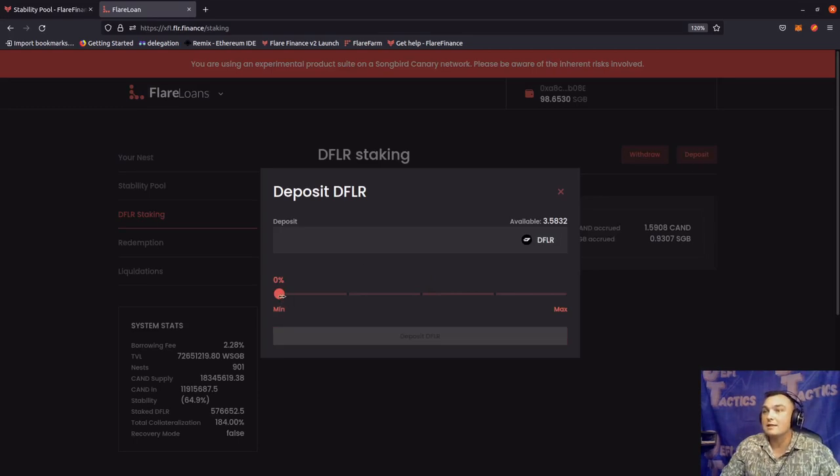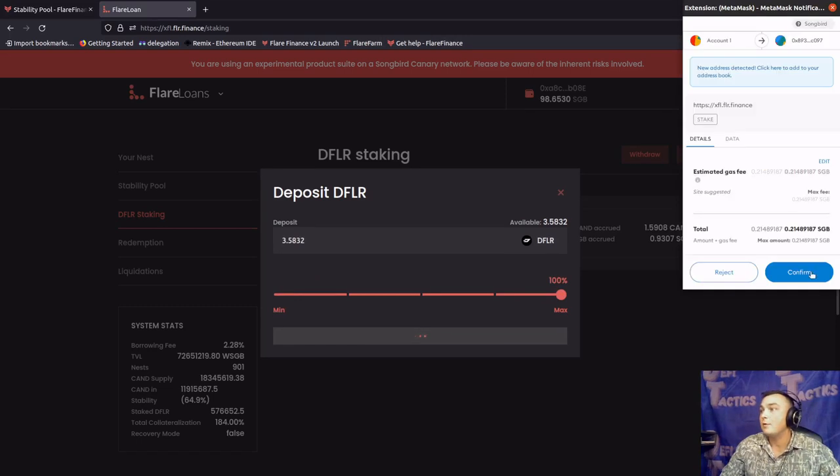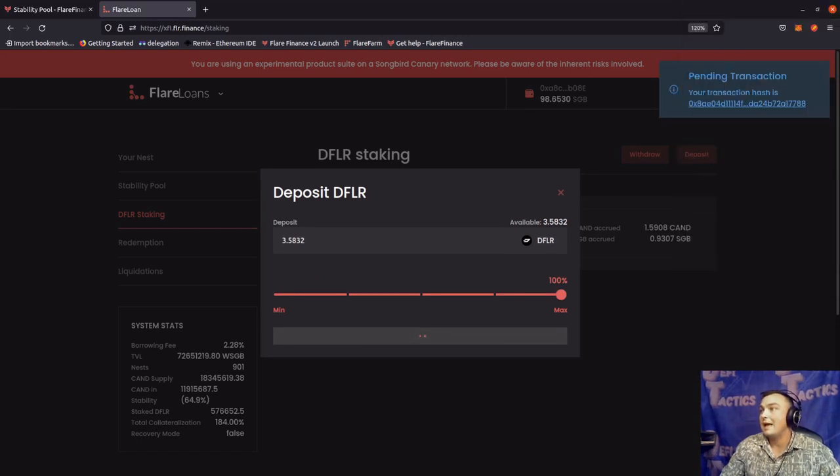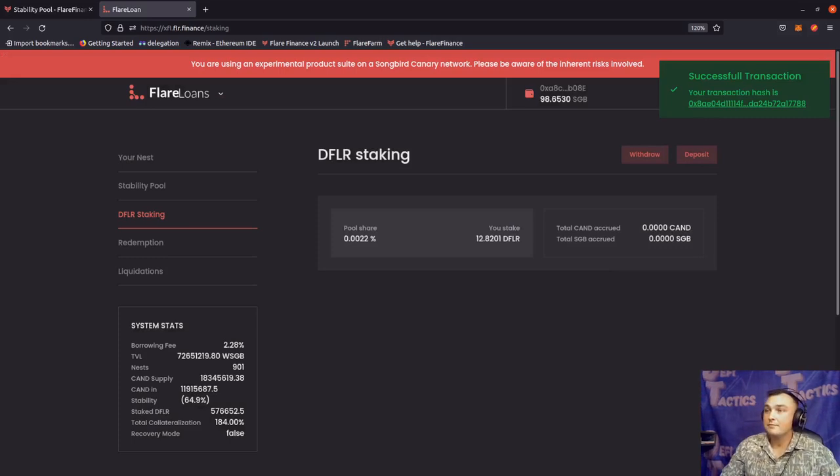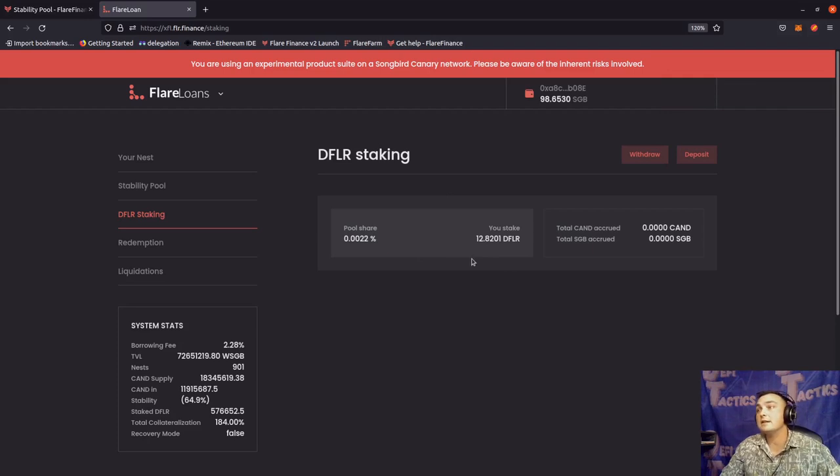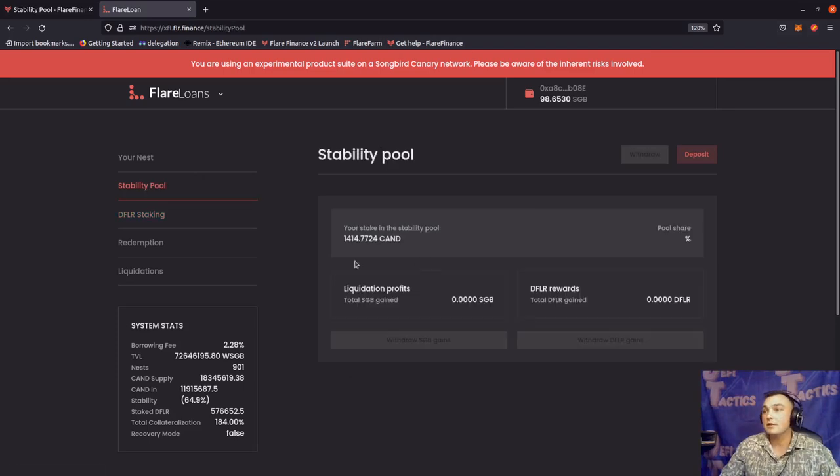We're going to slide this slider all the way to the max. We're going to click deposit. We will then click confirm and wait for confirmation. We got a successful transaction. As you can see, the amount of DeFlare is increased in the DeFlare staking pool, and the rewards have been automatically claimed. So let's go back on over to the stability pool.